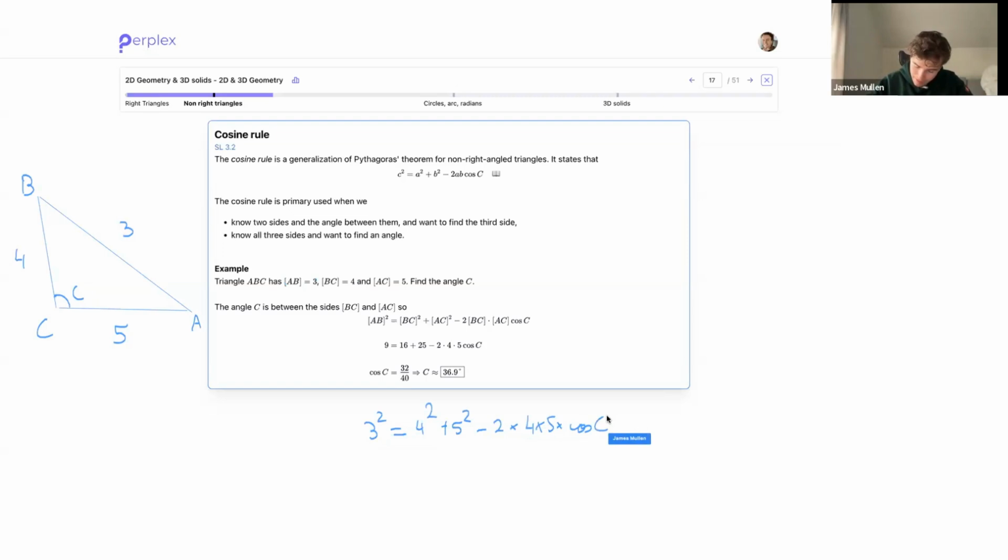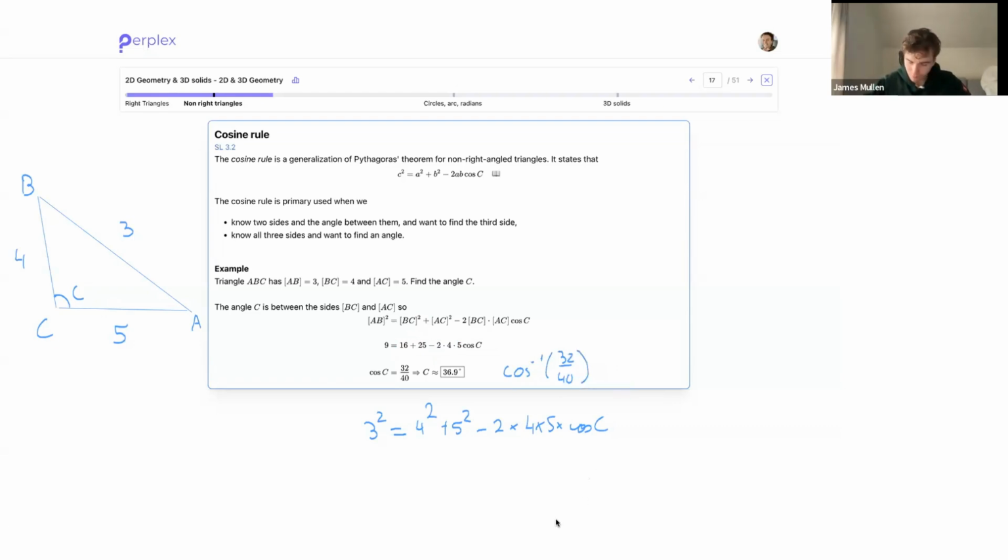And if I expand that out, I get this, okay? And if I isolate cosine C, I bring all the terms to one side. I'll bring these over there. That gives me negative 32. And then I divide by, well, this is negative 40. So I get cosine of C is equal to 32 over 40. And then on my calculator, I do cos negative 1 of 32 over 40, and you'll find 36.9 degrees.